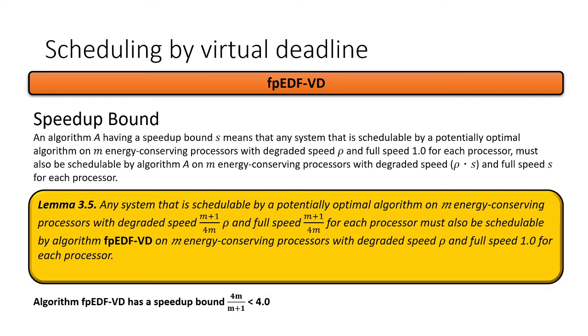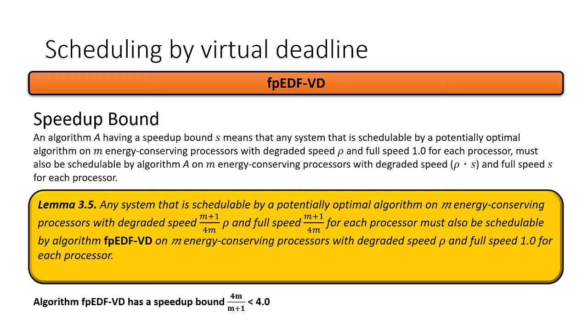We also give the speedup bound of FPEDF-VD. Speedup bound is how much faster processors are required for an algorithm to schedule the same task set scheduled by an optimal algorithm. Our algorithm FPEDF-VD has a speedup bound of less than 4. We proposed the virtual deadline-based approach FPEDF-VD and gave it a speedup bound.